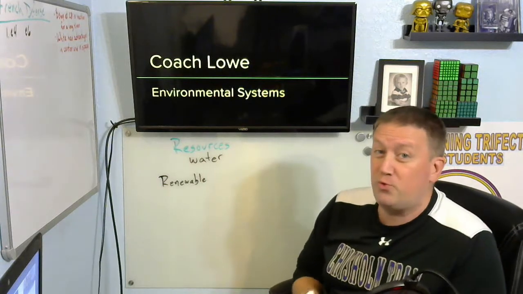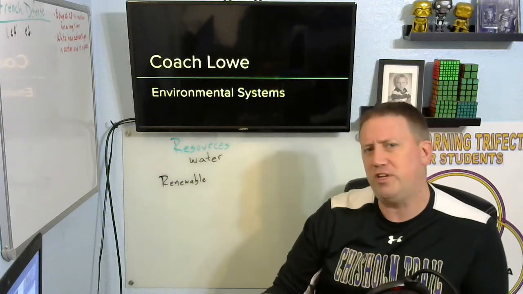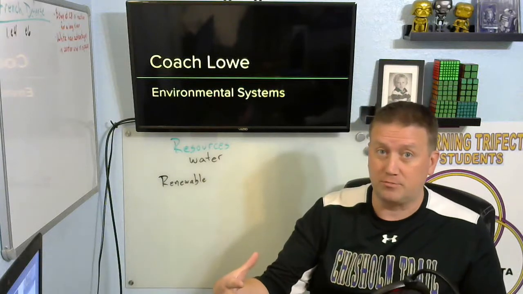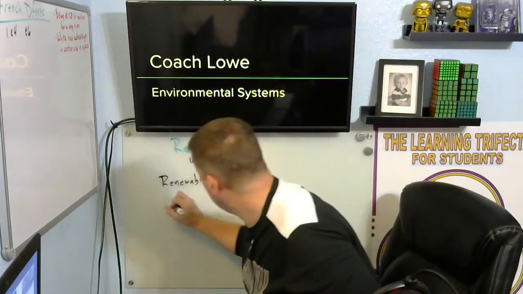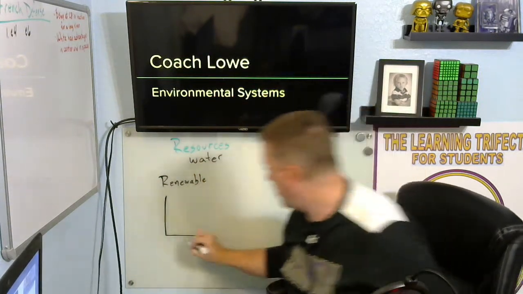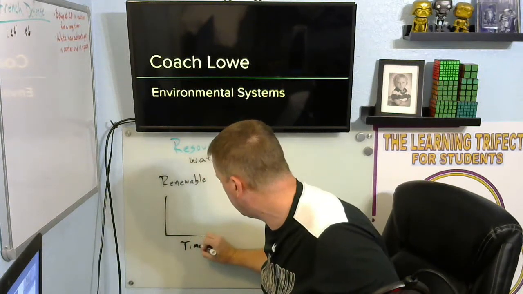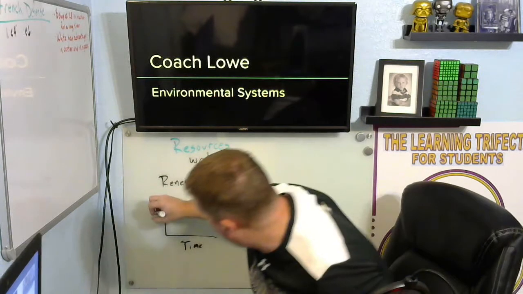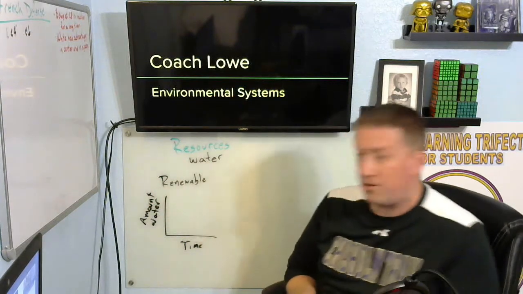Now, a renewable resource is one that, as we use up that resource, nature replaces it. And so if we were to graph this out, here's time. Time is on the x-axis, and the amount of water is here on the y-axis.